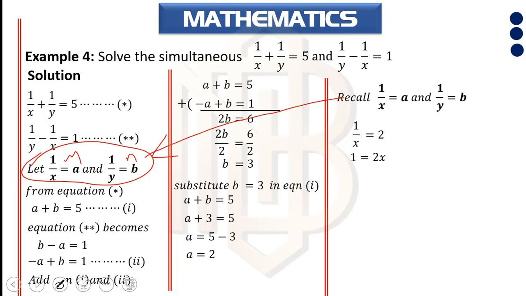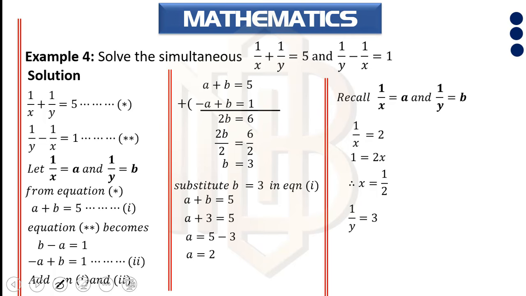Okay, so now from what you have here, 1 over x equals 2, and 1, if you cross multiply, will be equal to 2x. That's if you cross multiply this over 1. So you have 2 equals 1 over x, and that's 2x equals 1. And if you divide both sides by 2, you have x equals 1 over 2.